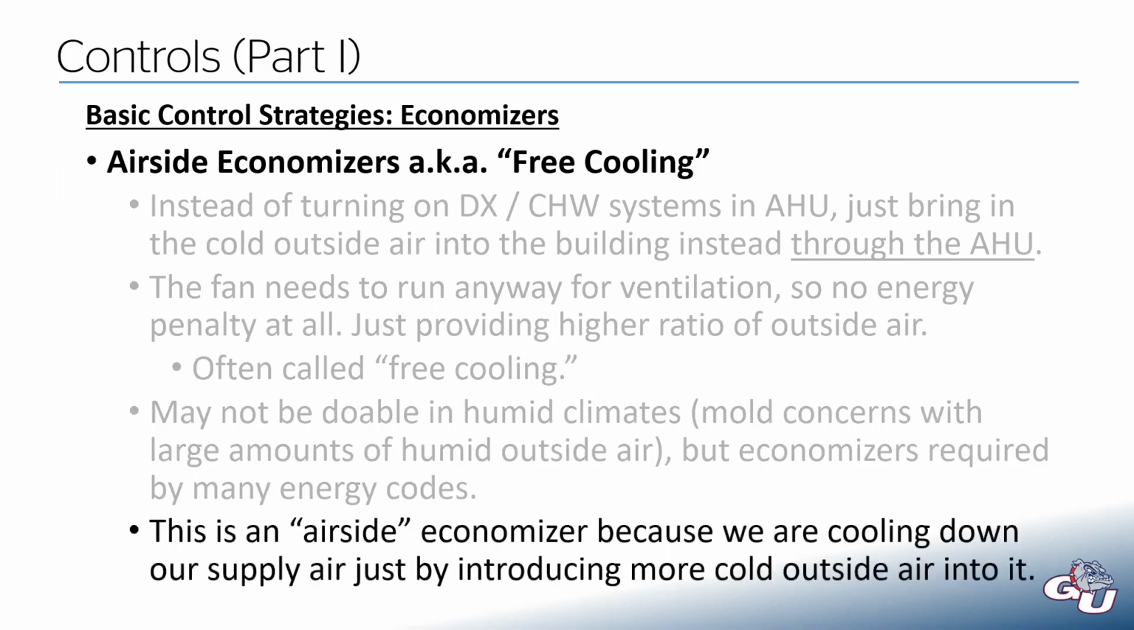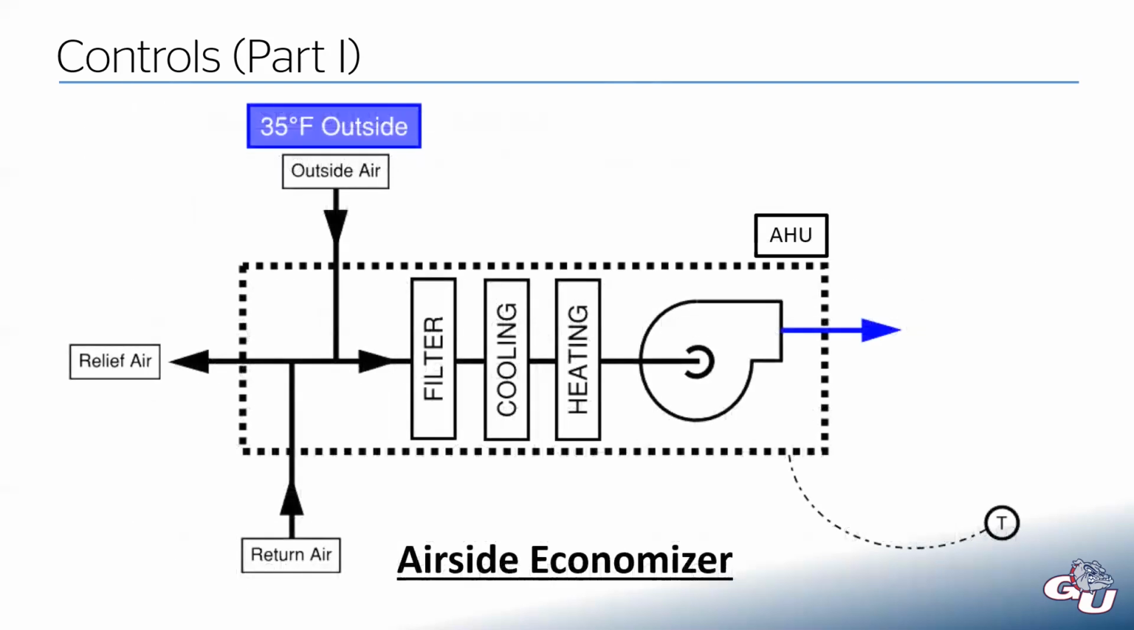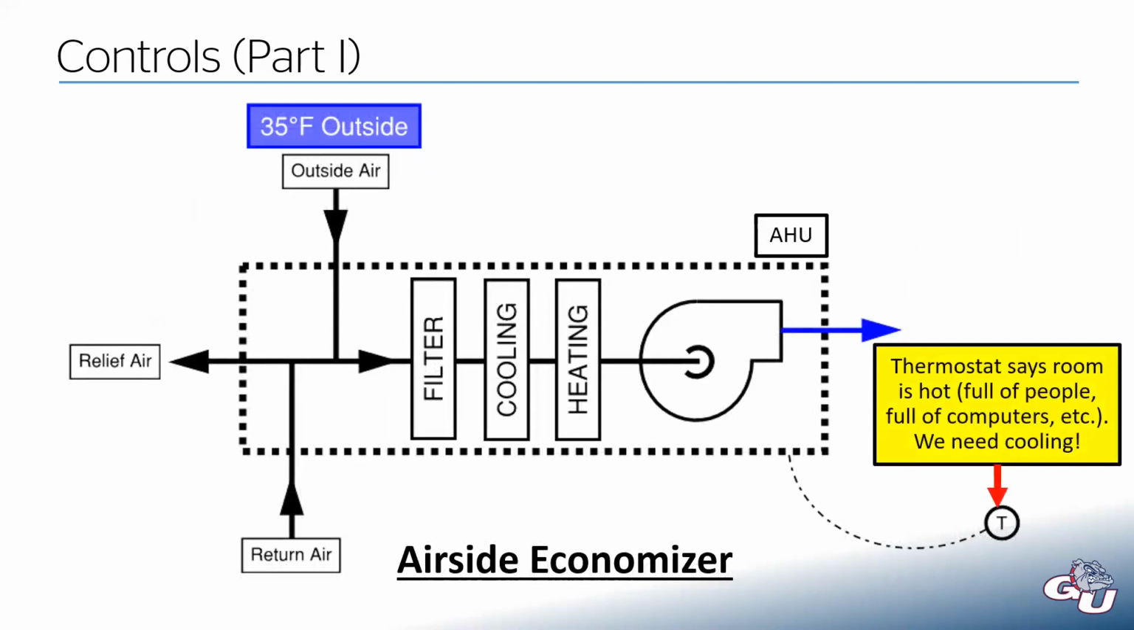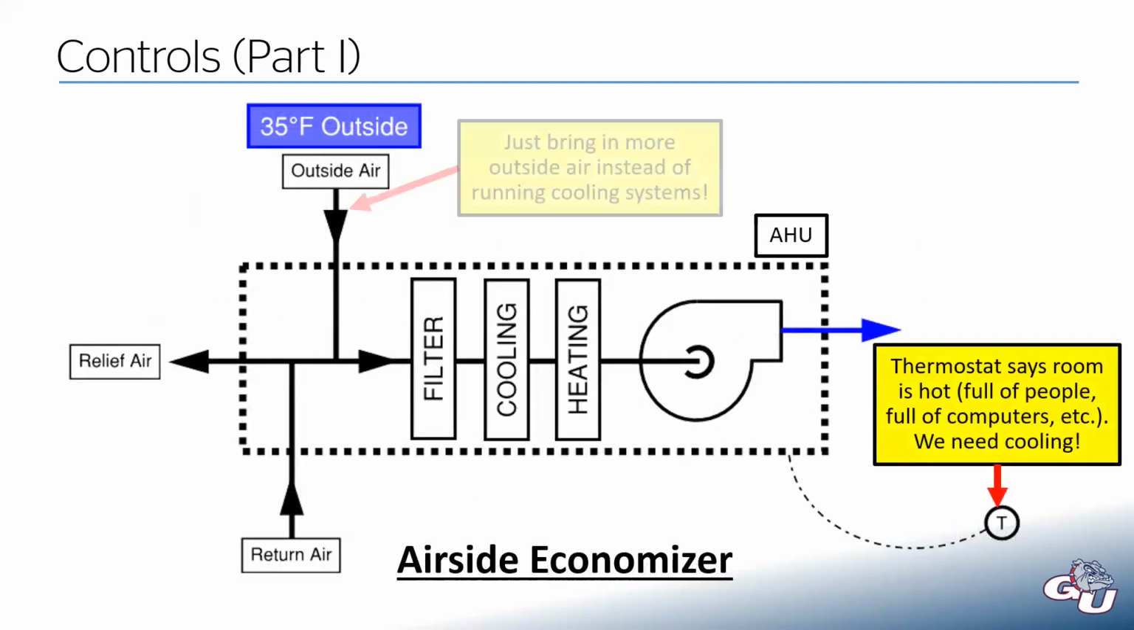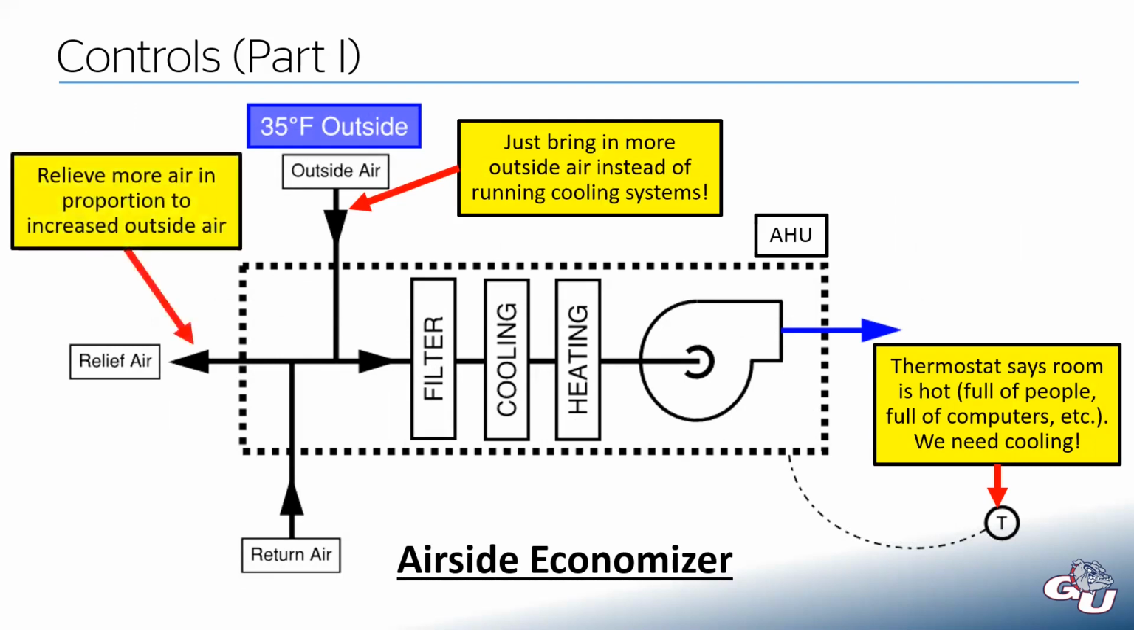And they call this an airside economizer because we're cooling down our supply air by just putting more cold outside air directly into it. If we had a basic air handling unit here, if we have a thermostat that says our room is hot, hey, we need cooling, just bring in more outside air. Just open the damper that's going to be in there and just bring in more outside air. And proportionally, we just need to relieve more air in order to keep the building in balance.